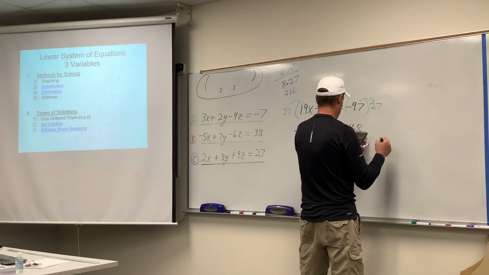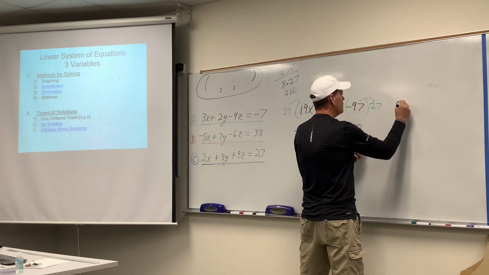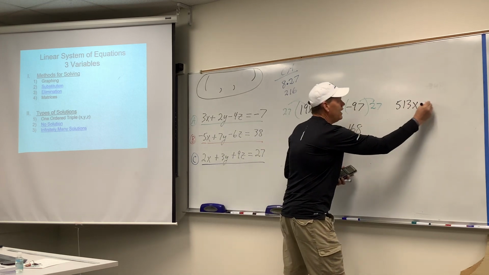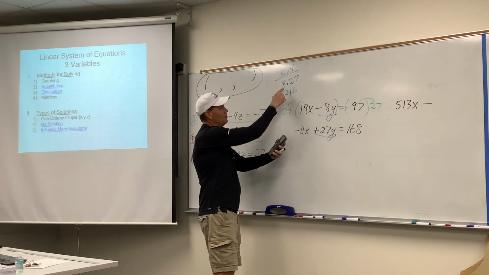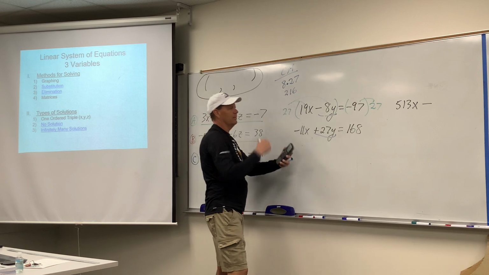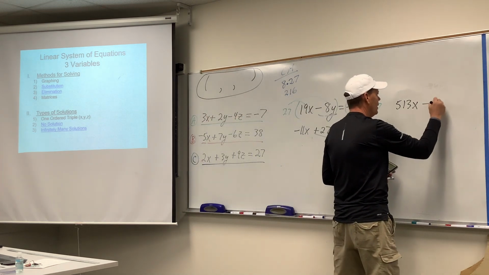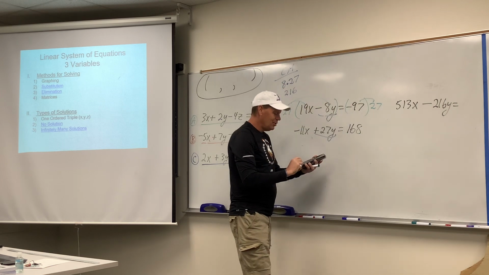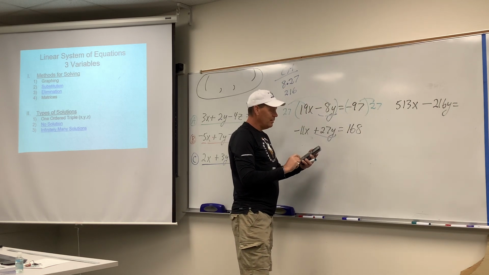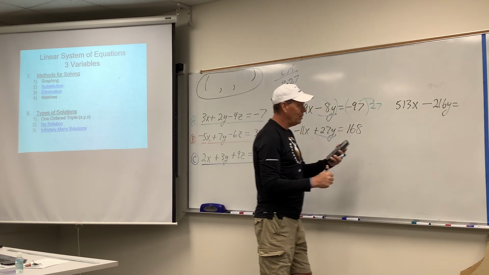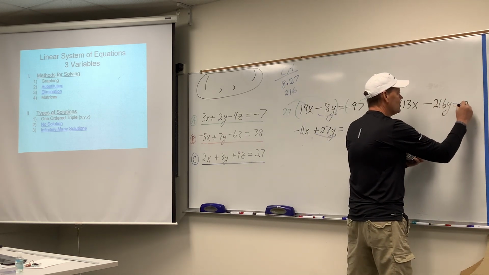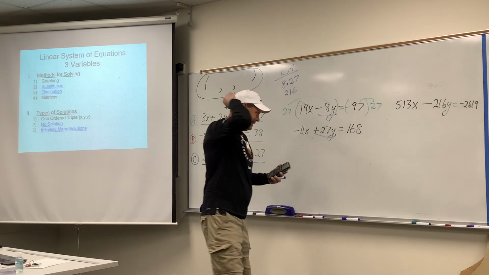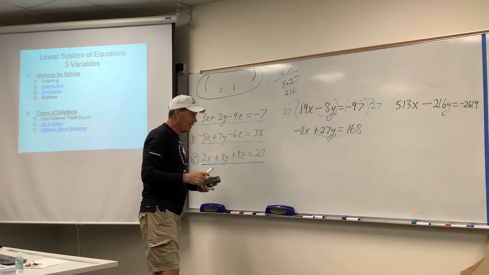513x, there's some nasty numbers here, minus, hey calculator, what's 27 times 8? The calculator says, you already asked me that, 216. 216y. Get to the edge here. I'm living on the edge. Negative 97 times 27, that's an old song, ask your parents. Negative 2619. I think you can see it. Board space, that's my excuse.